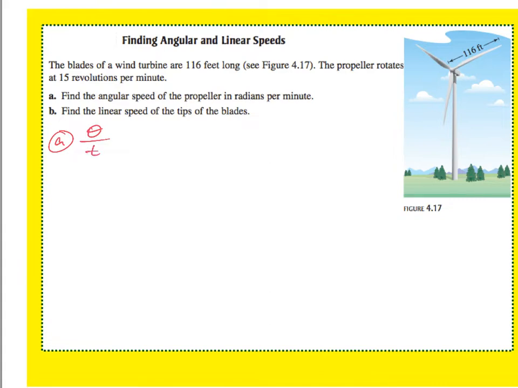Now, what's our theta? It says it revolves 15 times per minute. So what's our theta on that one? 30 pi. How'd you get 30 pi? 15 times 2 pi, exactly. So this is actually 30 pi. That's our theta. And then how much time did it take? 60 seconds. So we're going seconds this time? Let's do seconds still. So it's going 30 pi over 60 seconds. Let's type that into our handy dandy calculator.